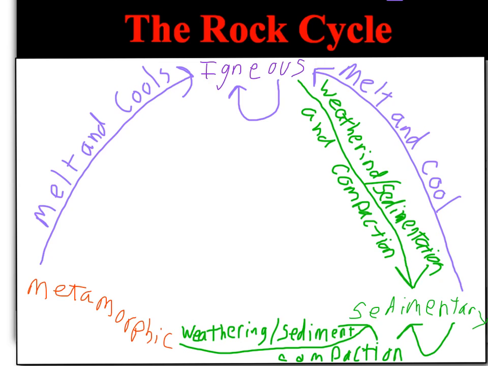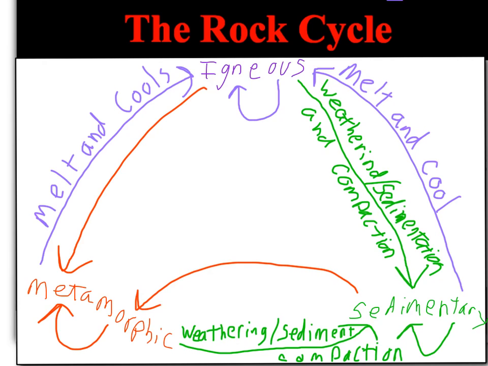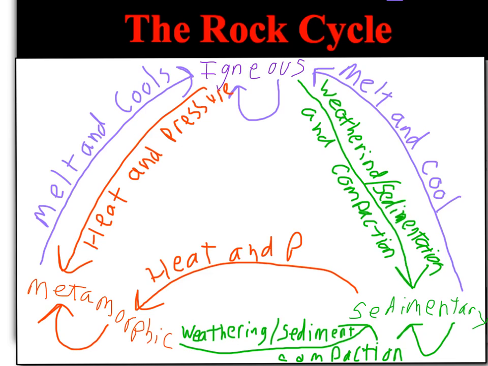And the final type are the metamorphic rocks. And again, igneous rocks can become metamorphic. Metamorphic rocks can turn into other metamorphic rocks. And sedimentary rocks can become metamorphic rocks. And this is a change from heat and pressure. So heat and pressure.